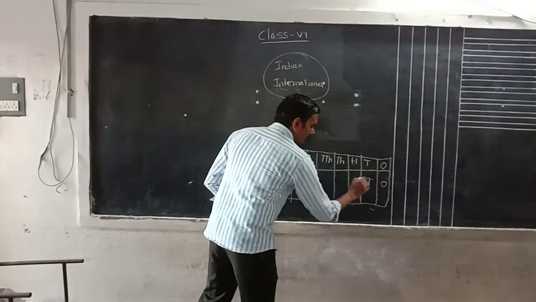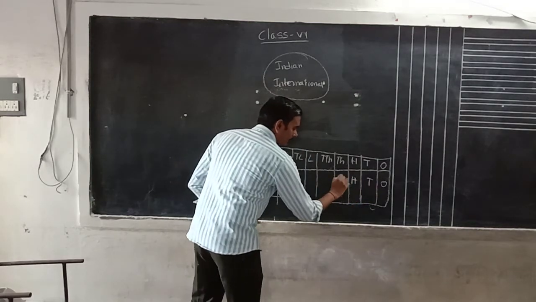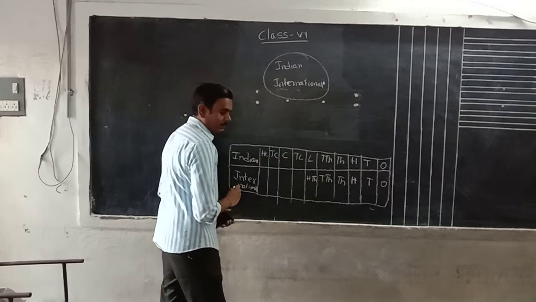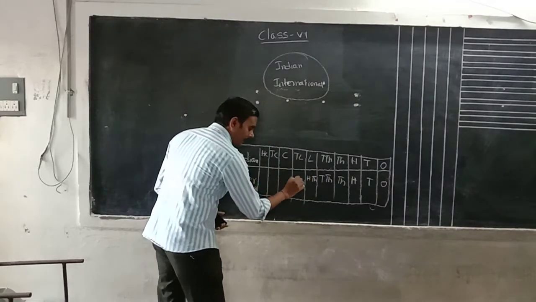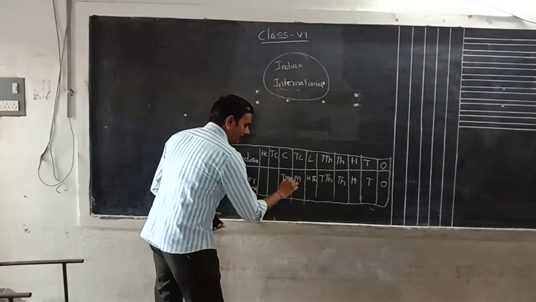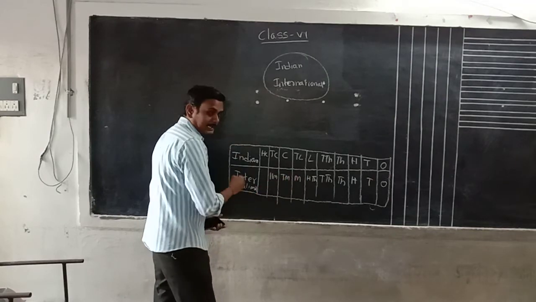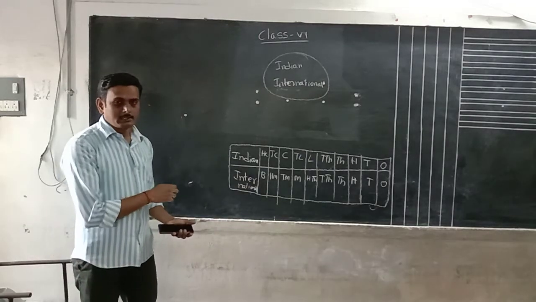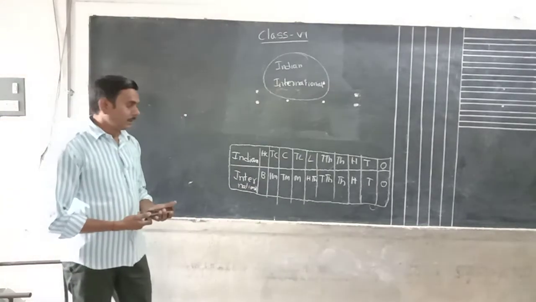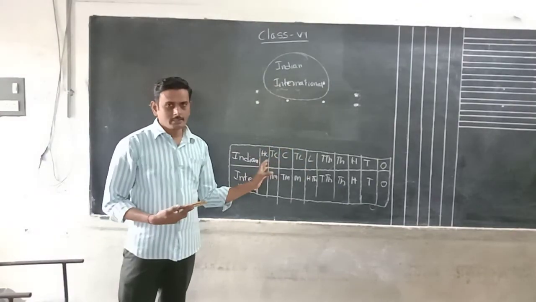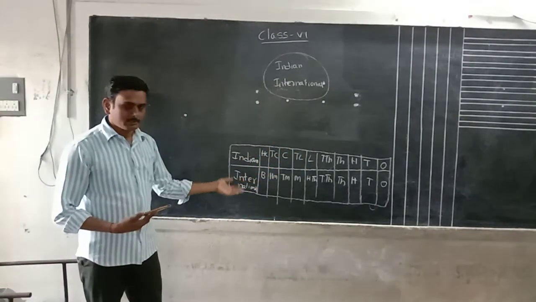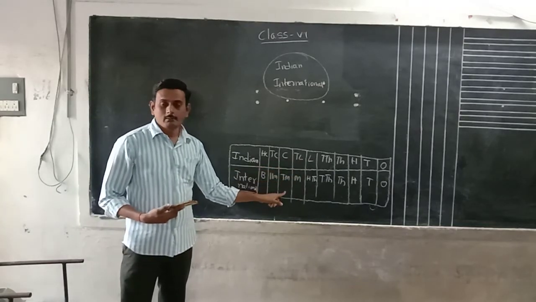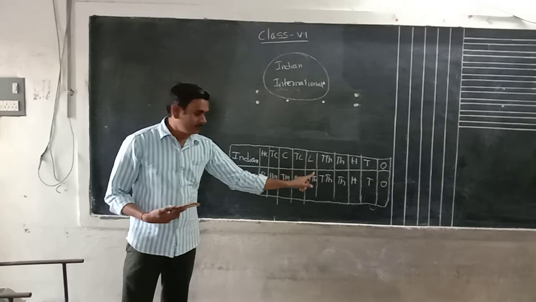Ones, tens, hundred, thousand, 10,000, 100,000. Next, what are the place values? Million, 10 million, 100 million. Later billion, and after million we get trillion. Up to this is enough. Comparison means you have to remember this: 10 lakhs equals 1 million, 1 crore equals 10 million, 1 lakh equals 100,000.